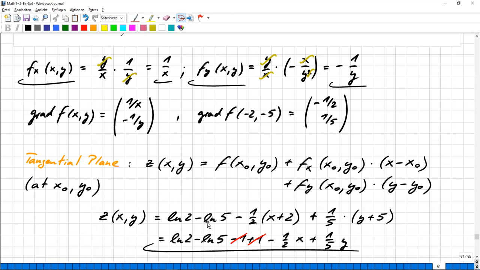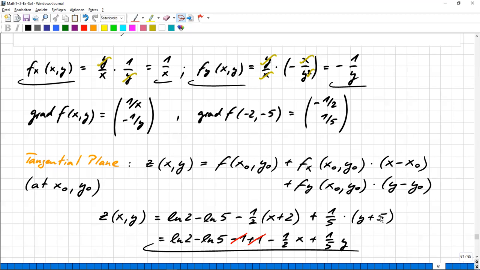So now look here. That's why I put the gradient. Well, I could also just look here. The x component of the gradient is fx of -2, -5. So I must use -1/2 at this position, and so I have -1/2 times, and now I take my variable x minus the starting value of -2. So it's x minus -2, it's x plus 2, parenthesis closed, plus next contribution 1/5 for the fy value times y minus -5, so y plus 5.